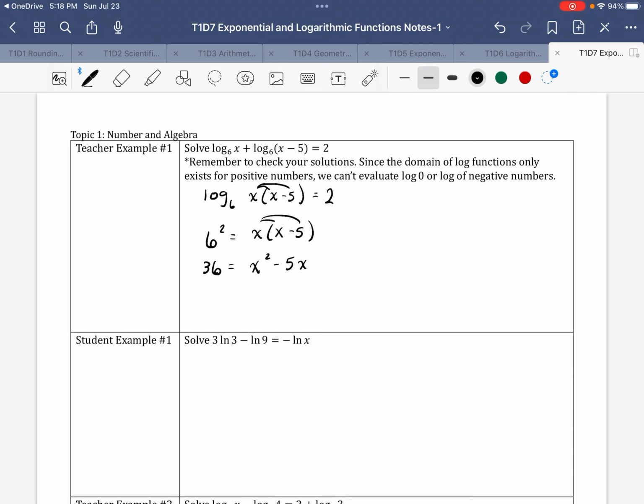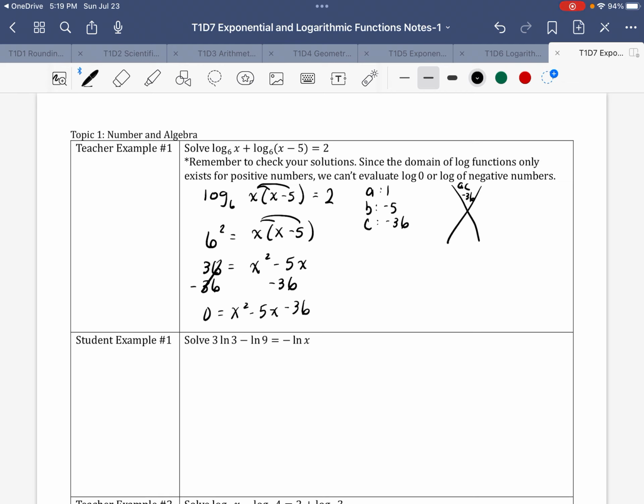Now, this is something we know how to solve. It's just a quadratic. We need to get it set equal to 0. So I'm going to subtract 36 on both sides. 0 equals x squared minus 5x minus 36. From here, we can think, how do I solve a quadratic? I can factor, I can graph, I can use the quadratic formula. I'm going to factor because I know these numbers will factor. But if you didn't feel very confident that they would be factorable, the quadratic formula is good. If you have access to the calculator, you could just graph it. So a, b, c: a is 1, b is negative 5, c is negative 36.